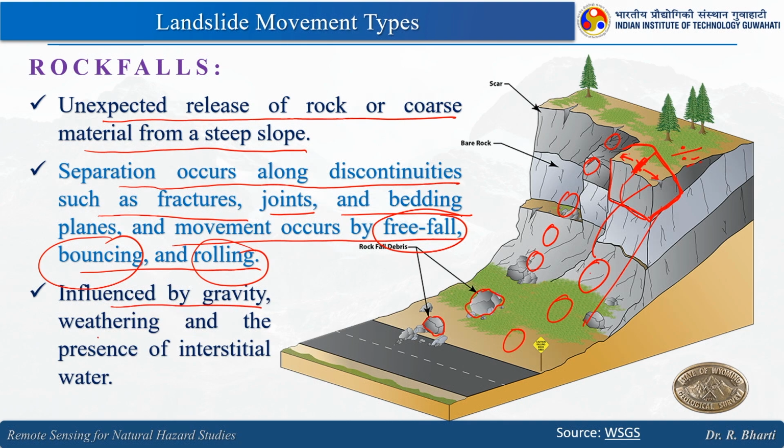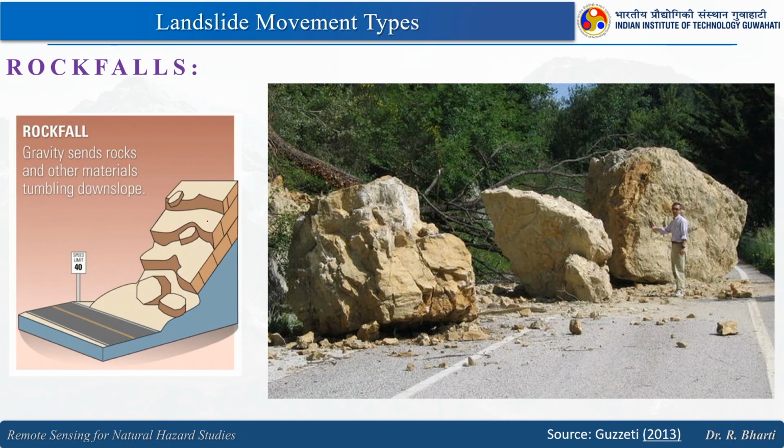It is influenced by gravity, weathering, and the presence of interstitial water. Interstitial water means the water in the pores of these rocks, and because of the temperature it changes the volume, and slowly that will generate fractures, and then this rock will start falling. This is an example of rock fall.